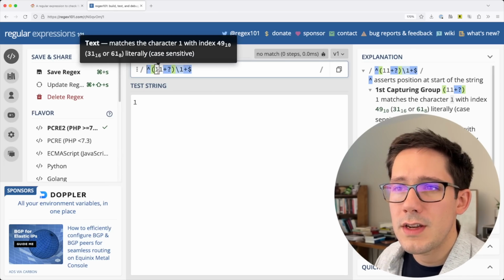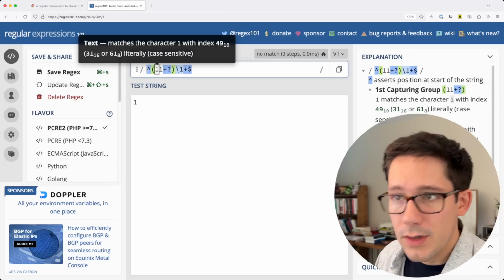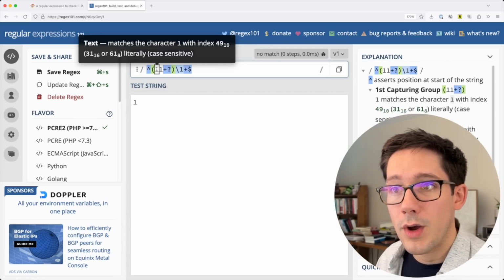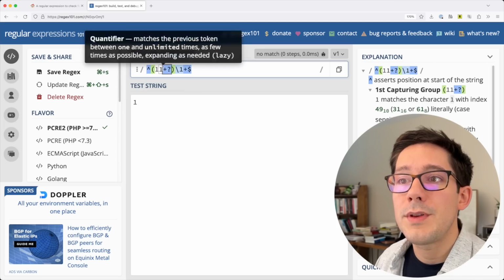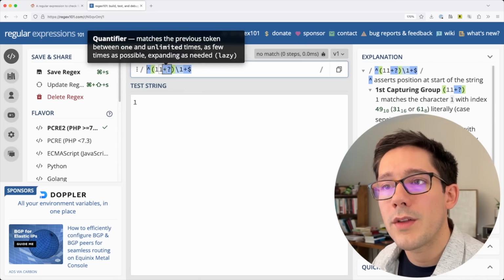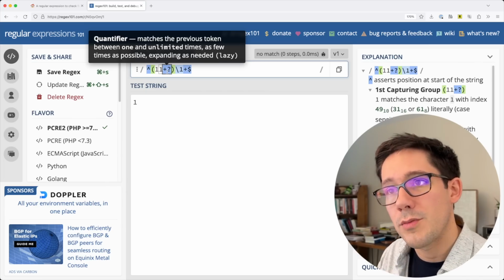Two digits in here, two number ones. The first one is on its own. There's no modifier or quantifier after it. So it's just the number one. We're matching a single digit. But then it needs to be followed by another one. And that second one is modified by this plus question mark quantifier.